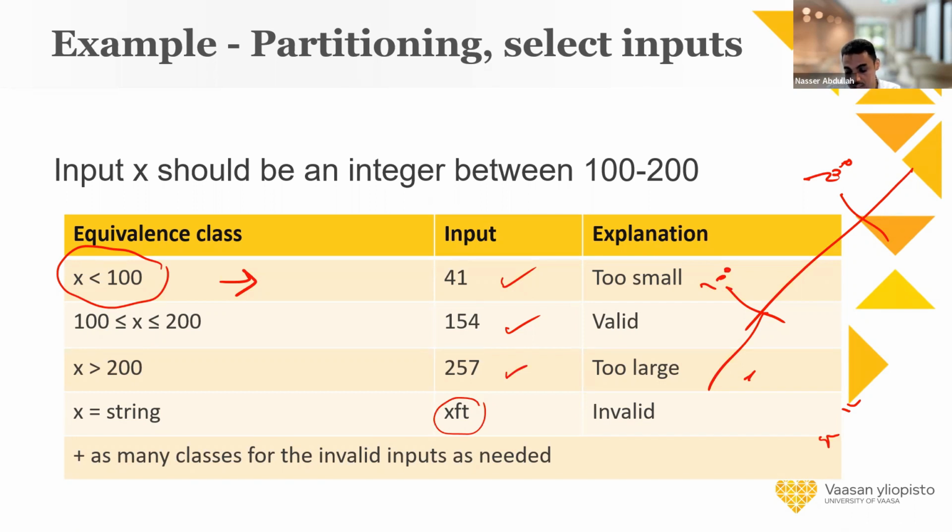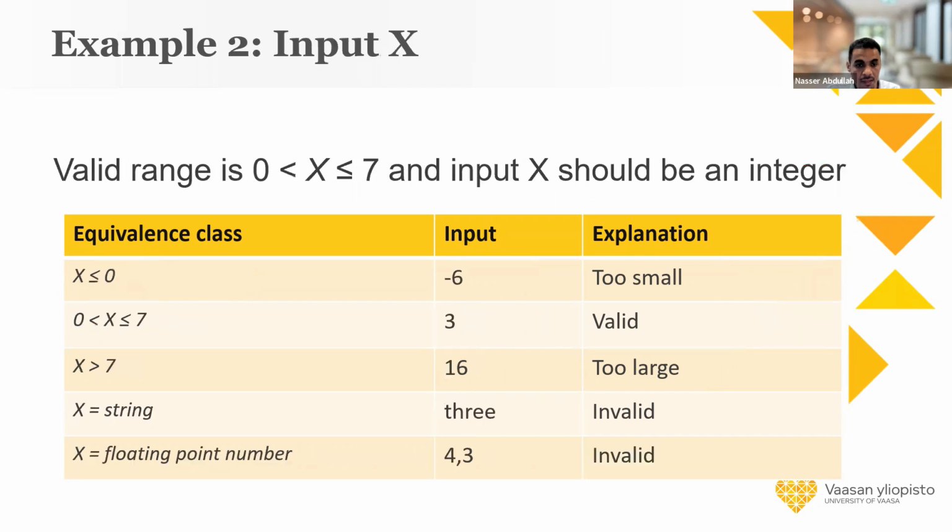Then you can also divide some of them further. This is just an example. Here the input X has a valid range from 0 to 7. We divide it in the same way as this partition. So we have invalid classes or invalid partitions, which are X less than 0, X greater than 7, and a string, and then we select the numbers for these partitions.